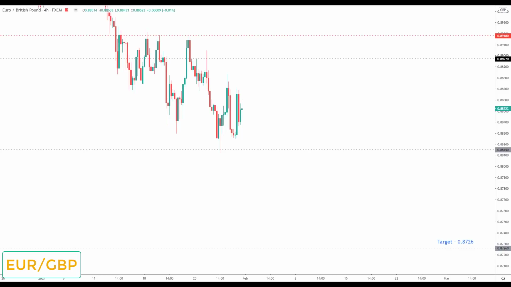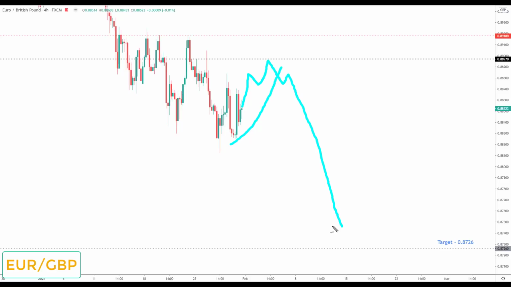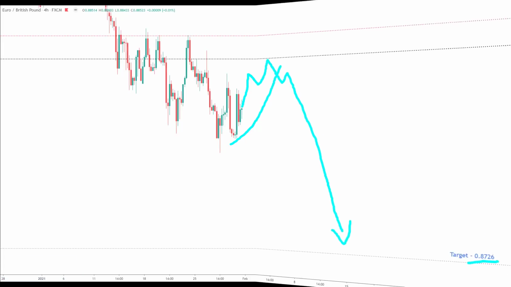Next we have Euro Pound. Last week we highlighted this as one to watch to the downside, and we did take out the target to the pip last week at the 0.88150. Going into this week, this market remains one to watch, and any deeper correction towards the 0.88970 will be viewed as another opportunity to look for bearish reversals in this market down towards the next key of support to the downside and the target set at the 0.8726.